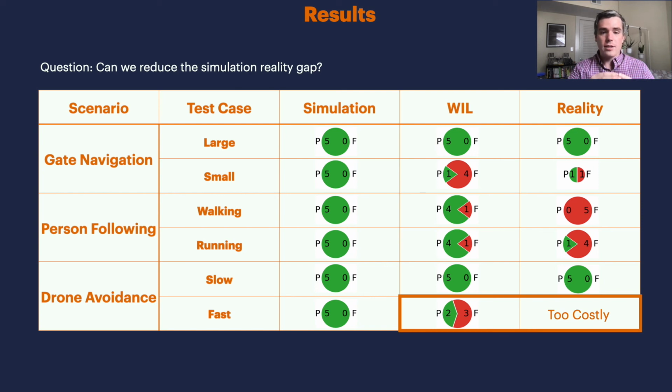And overall, we can see that according to our results, we have reduced the simulation reality gap, as the tests using world in the loop simulation more closely match reality compared to just using pure simulation.